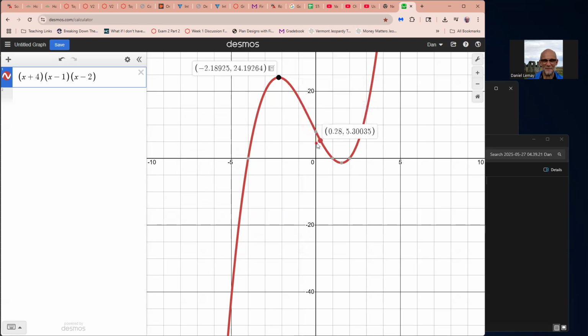And y is going down, y is going closer to zero, and then it goes negative. And here's another turning point. And then, of course, it starts increasing again.